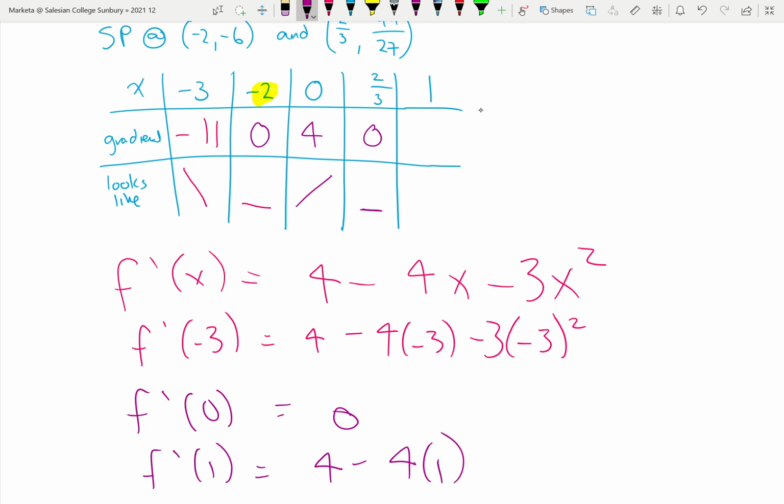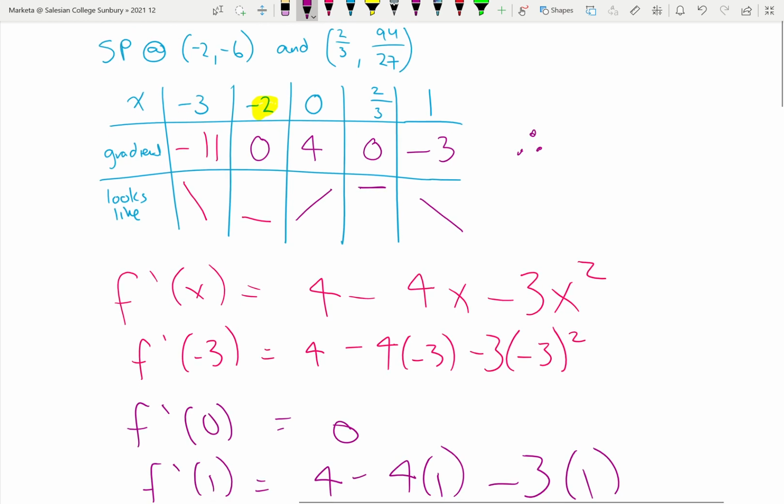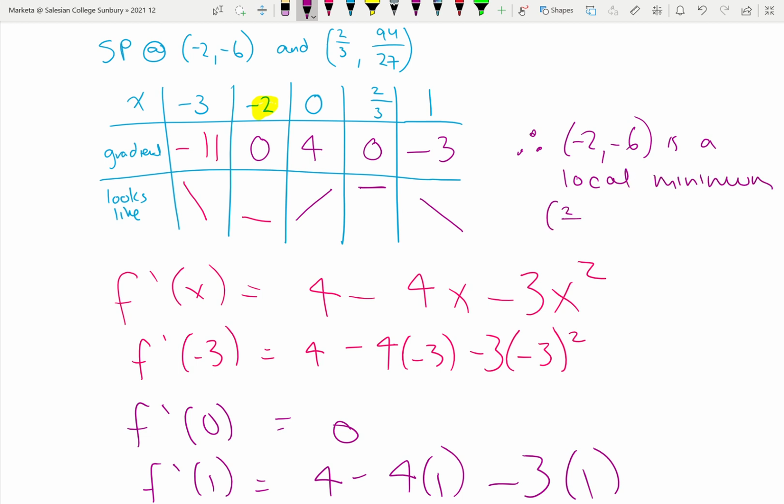4 minus 4 times 1, 4 minus 4, minus 3 times... oh, sorry, not 4 squared. We're subbing in a 1, not a 4. So 1 squared is 1. And that's a negative gradient, so it can look like this. So in other words, the shape would be like this. And you can see, therefore, that (-2, -6) is a local minimum, and (2/3, 94/27) is a local maximum.